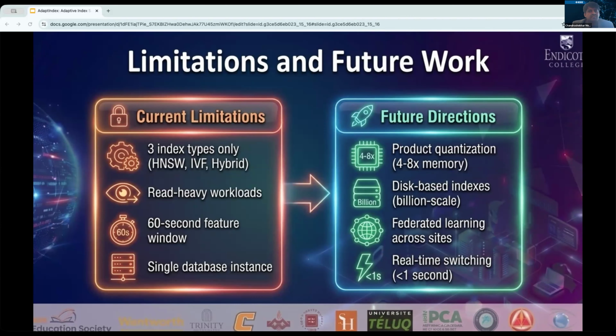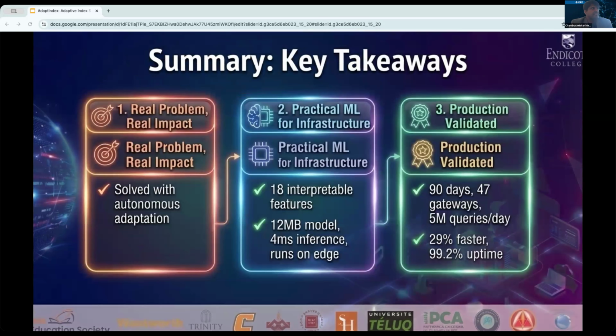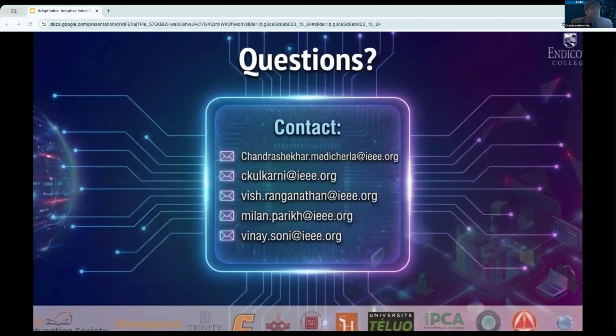That's too slow for flash events. Future work includes supporting more index types, federated learning across multiple deployments, and faster decision making. We're also exploring disk-based indexes for billion-scale datasets. These are the key takeaways. With that, I'm happy to take questions.